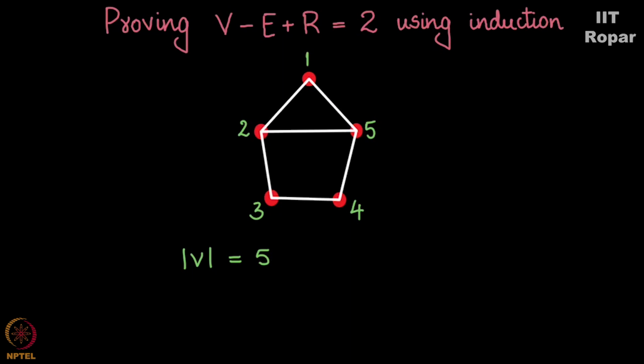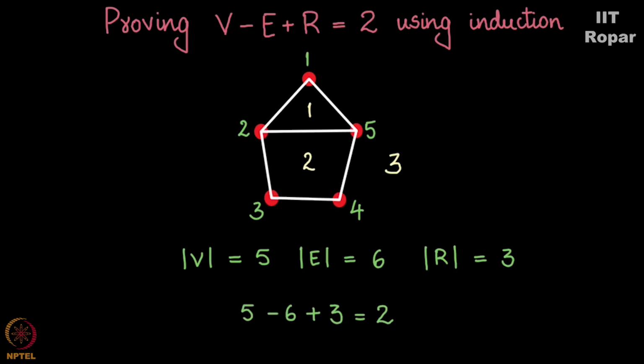How many vertices do you have? 1, 2, 3, 4, 5. Let me say V equals 5. How many edges? 1, 2, 3, 4, 5, 6 edges. And the regions are 3 in number. As you can see, this is actually equal to 2. Now, what is the magic here? Why is this formula always true?